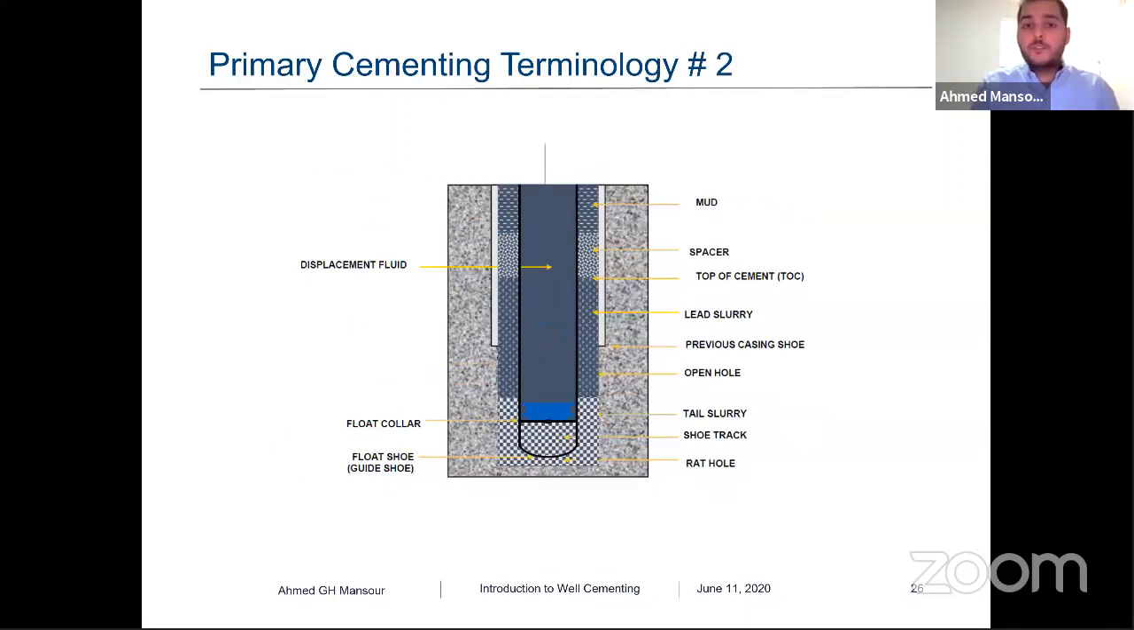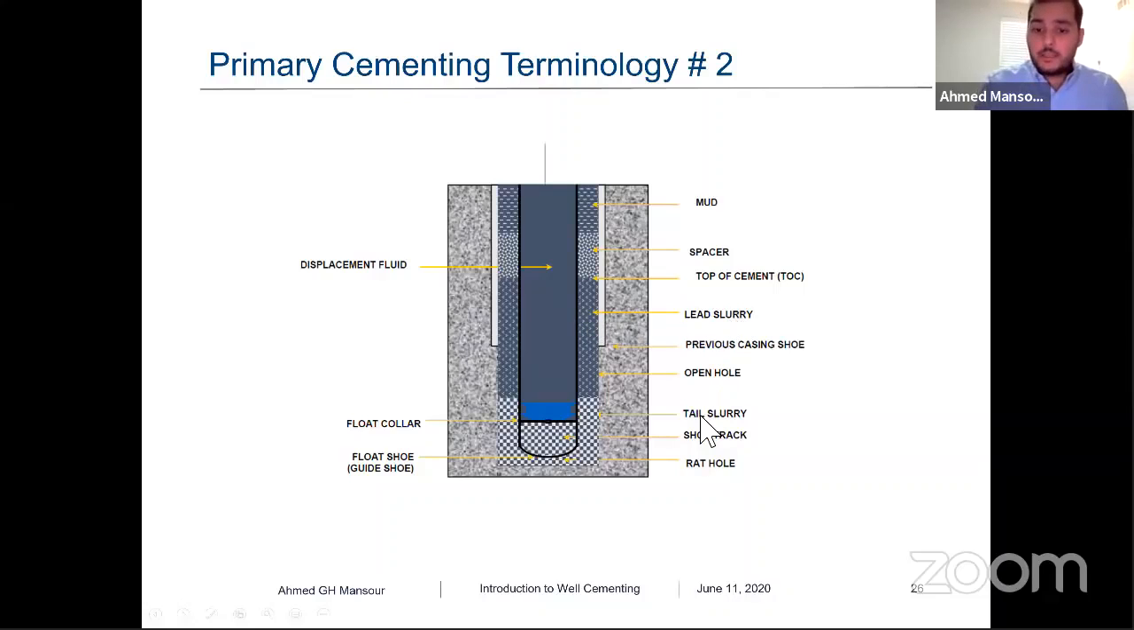So now let's move on to cement terminology number two. I believe you are familiar with the mud, which is the drilling mud that we use to drill. Spacer, it depends. Sometimes we use fresh water and sometimes chemical spacer. The main purpose of the spacer is to prevent any contact between the drilling mud and the cement. Because if we have any contamination between the mud and the cement, we might end up changing the property of the cement.